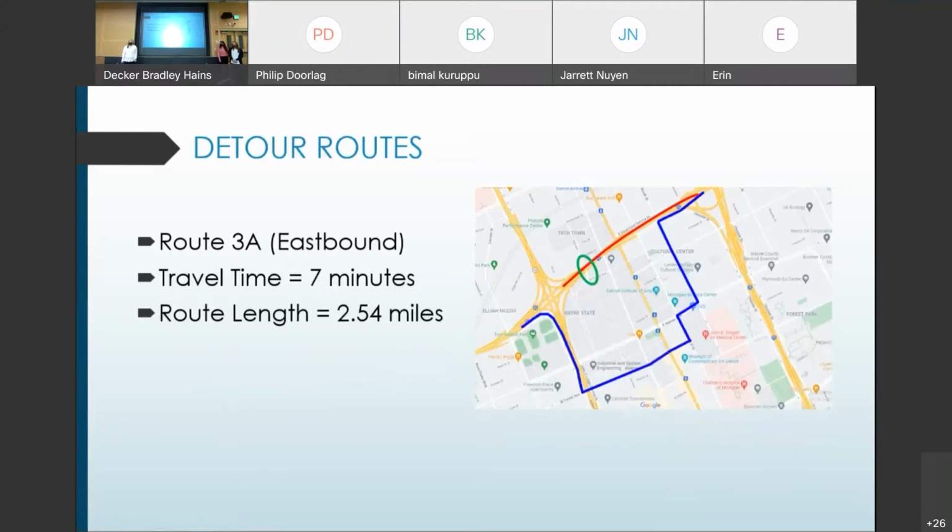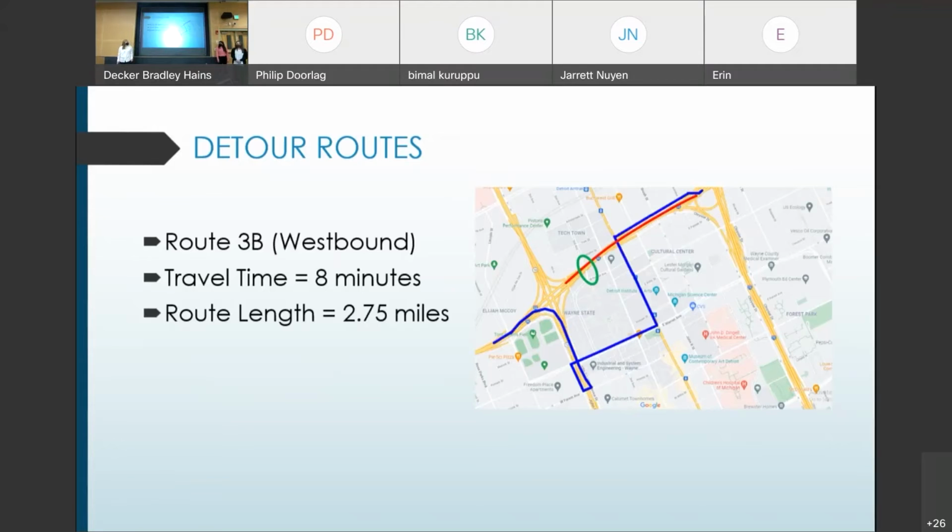While Route 1 and Route 2 are using interstates, Route 3 is a little different. We decided to reroute traffic using city side streets. Because the surrounding area has one-way streets, Route 3 was not able to be designed for both directions of travel. Therefore, Route 3 had to be split into Route 3A and Route 3B. Route 3A is for eastbound traffic. The travel time is 7 minutes and the total travel length is 2.5 kilometers.